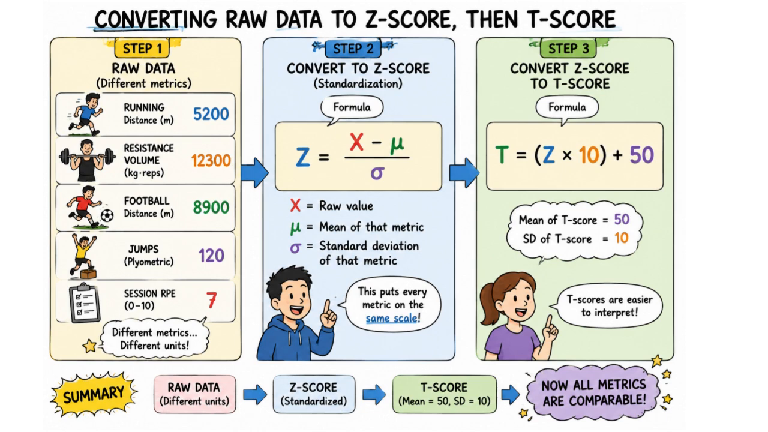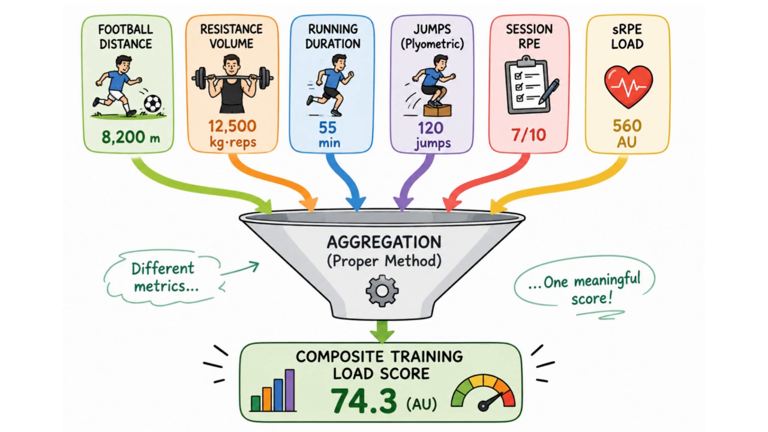One solution is to standardize each metric. Standardization converts different variables onto the same scale while preserving their relative contribution. Once standardized, the metrics can be combined to create a composite score that represents overall activity in a more meaningful way.